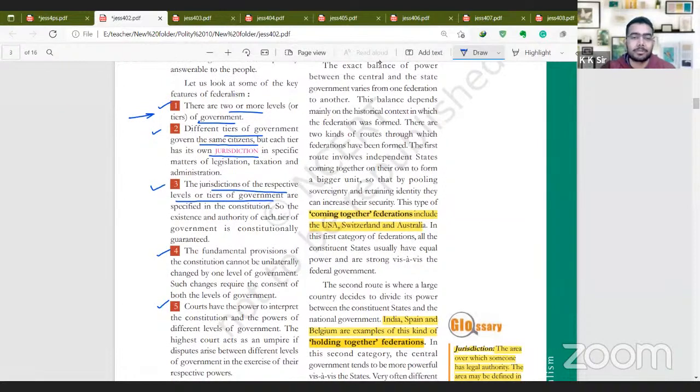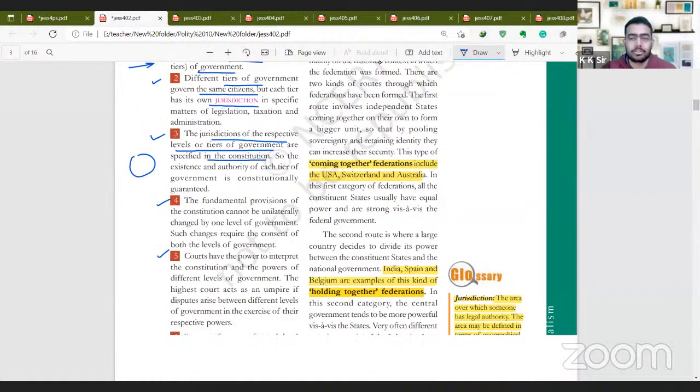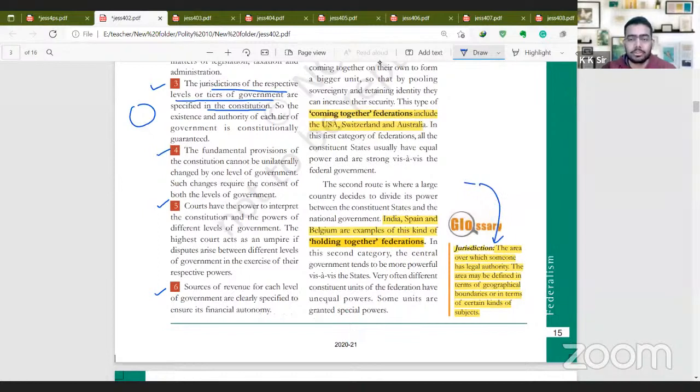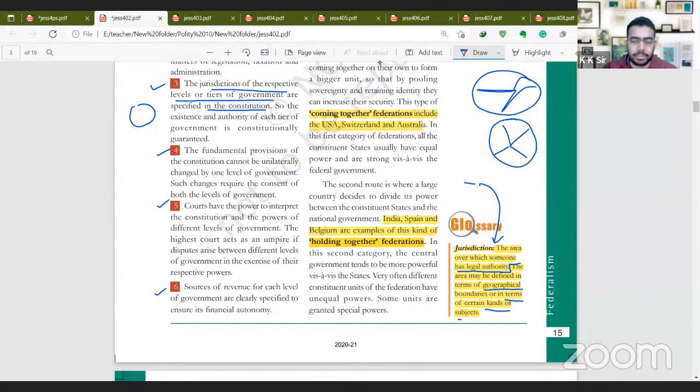The jurisdiction of respective levels and tiers of government are specified in the constitution. The constitution बताता है कि किसका क्या jurisdiction होगा. Jurisdiction, if you do not understand, is the area over which someone has legal authority. जहां तक state अपना rule implement कर सकता है, वो state का jurisdiction. सेंटर जहां तक अपना law implement कर सकता है, वो सेंटर का jurisdiction. So this jurisdiction can be defined in terms of geographical boundaries or in terms of certain subjects.